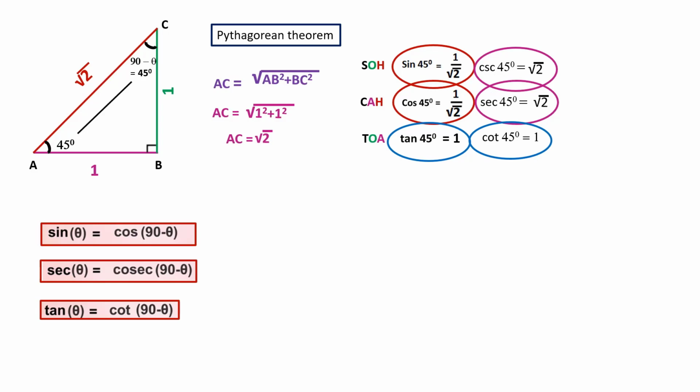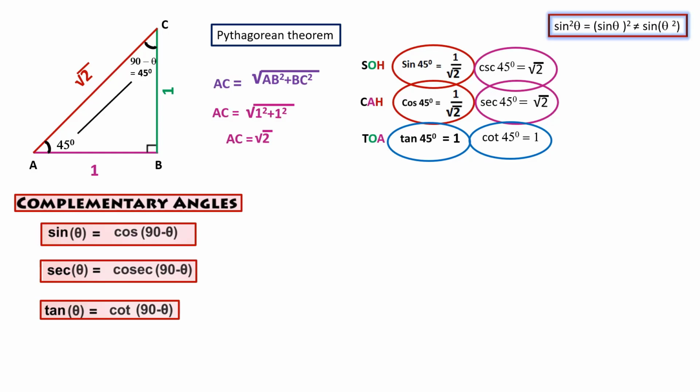These are known as complementary angles because they are less than 90 degrees. One important rule is that sin square theta is equal to sin theta whole square, and it is not equal to sin theta square. That means the square doesn't come inside the angle.